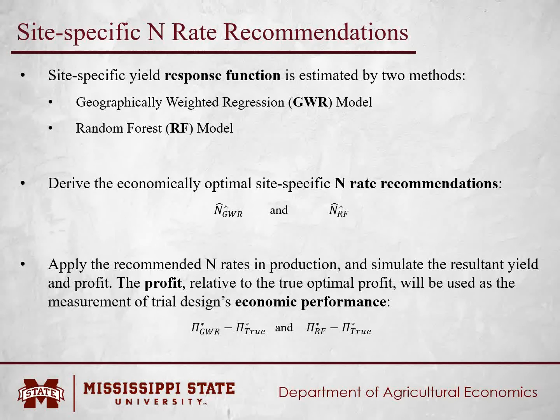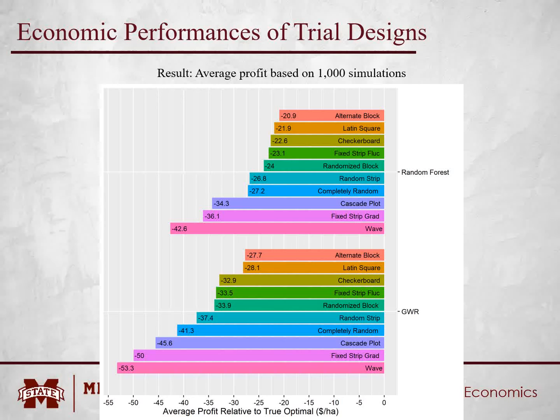Based on the trial data, the site-specific yield response function will be estimated and the nitrogen recommendations will be derived. The profit based on the recommendations will be used as a measure of economic performance. We simulated 1,000 experimental fields, and the average profit of the trial designs is shown in this graph.